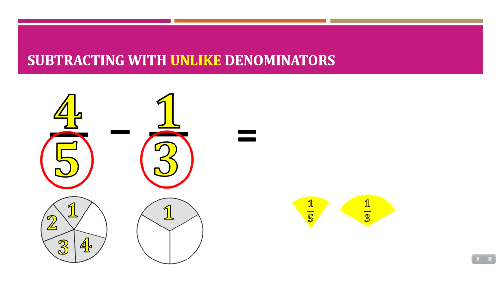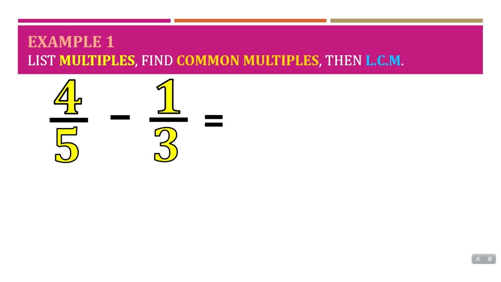So what do we have to do? If you notice that each denominator is different, 5 and 3, and so therefore we have to do something special. We have defined what is called an LCM, the least common multiple, or least common denominator in this case. And first that starts off with finding the multiples of each one of the denominators.